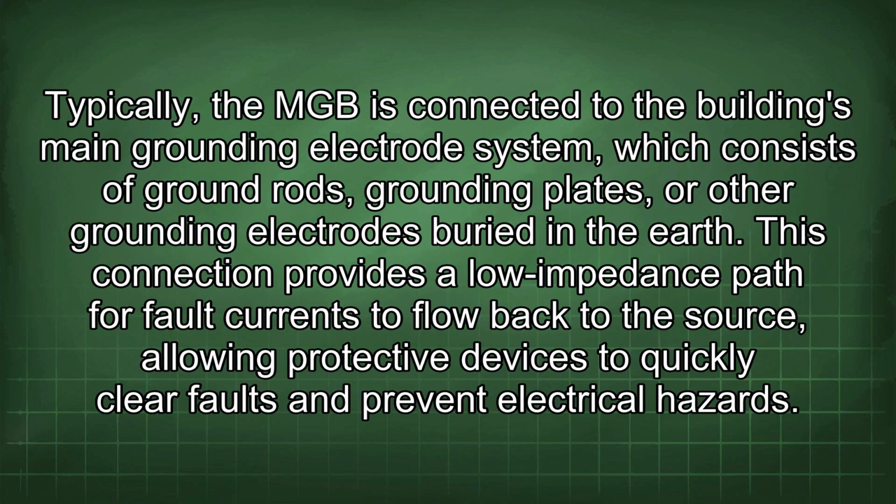Typically, the MGB is connected to the building's main grounding electrode system, which consists of ground rods, grounding plates, or other grounding electrodes buried in the earth. This connection provides a low impedance path for fault currents to flow back to the source, allowing protected devices to quickly clear faults and prevent electrical hazards.